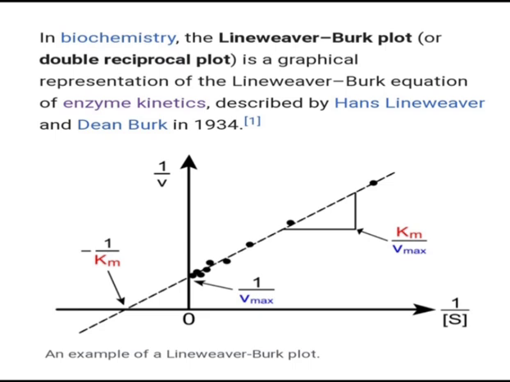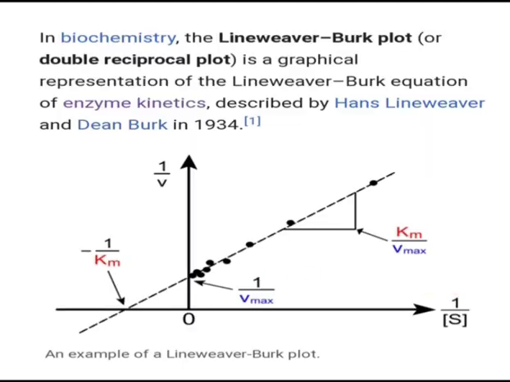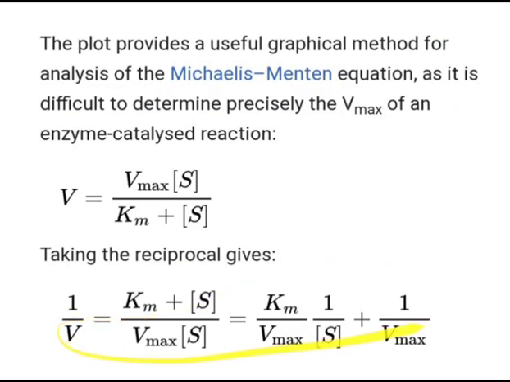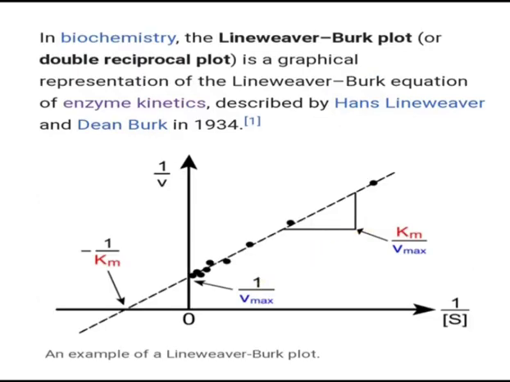Therefore, the point at which the line intersects the x-axis is minus 1 upon Km, or the inverse of the Michaelis constant. Such a type of plot is observed in the Lineweaver-Burke plot. From this equation we will solve one example.